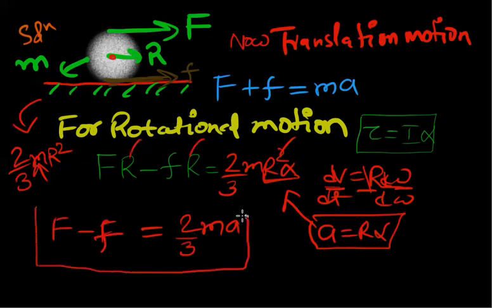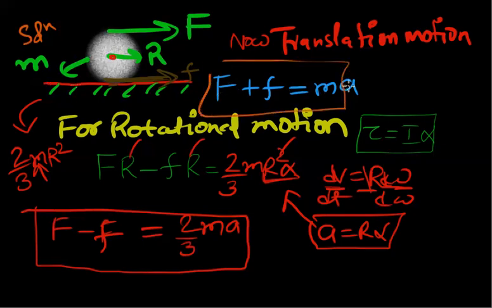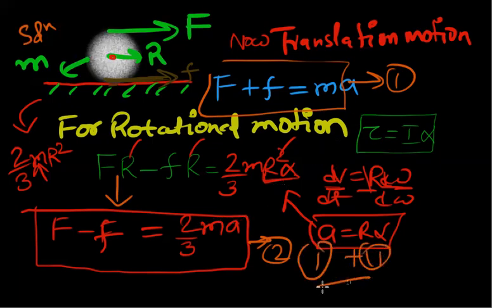So this is our second equation. This is our first equation, from translation motion: F plus small f equals ma. And the second equation, from rotational motion, is F minus small f equals 2 by 3 ma. So if we add both of these equations, first plus second, what will the answer be, students?